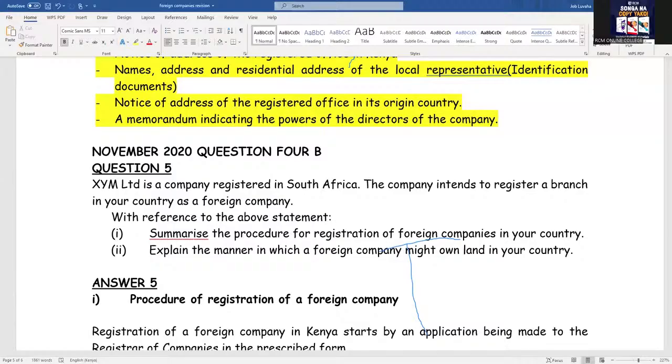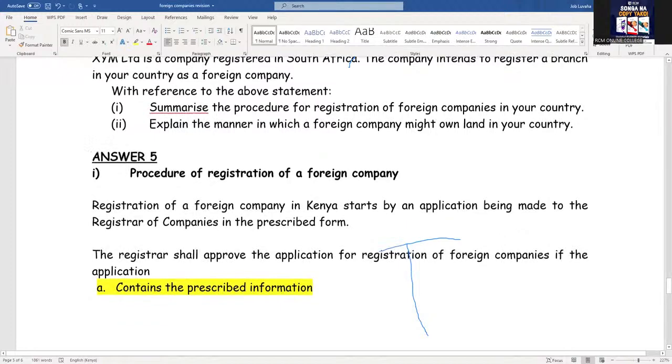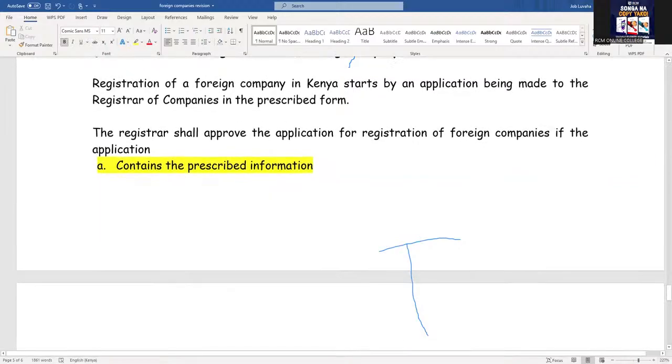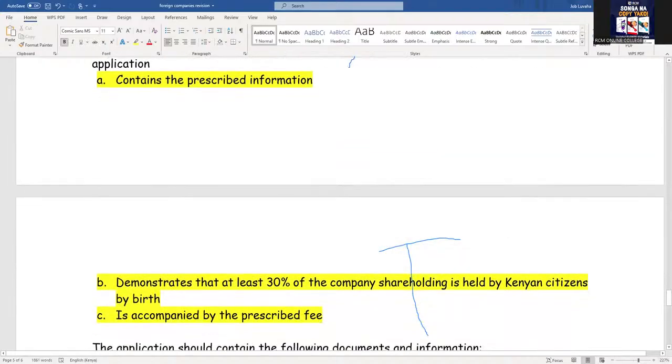Then the procedure. If you want to be registered, you have to bring all the documents we've talked about. Then you have to fill out the relevant documentation or forms seeking to register as a foreign company. You have to ensure you have filed your application, giving the prescribed information in the prescribed format. Number two, ensure that the foreign company has met the 30% rule, which means the shareholding of the company should be at least 30% Kenyan citizens.